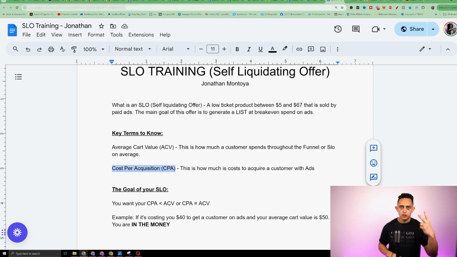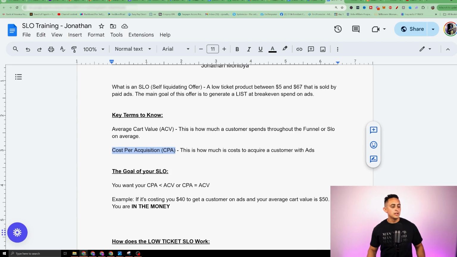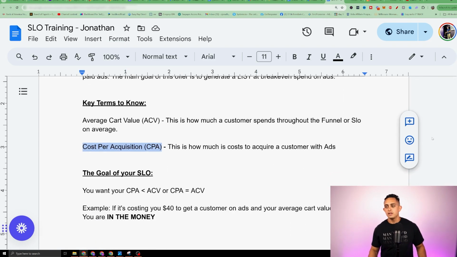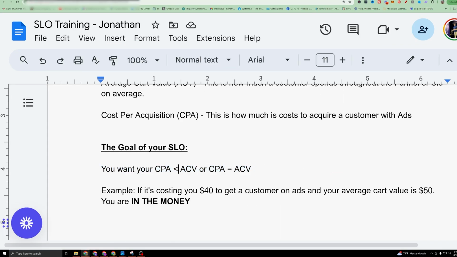So really important. These are two major terms that you need to understand, okay? Now, the whole goal of your SLO is simply this, and this is all you really need to know. This formula here: you want your CPA, or the cost per getting a customer, to be less than their average cart value, which is how much they're spending. This is super ideal. If you can do this right here, you can literally spend as much money as you want on ads, because that means you're literally building this email list for free, okay?